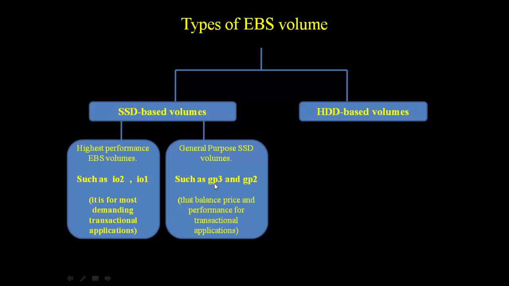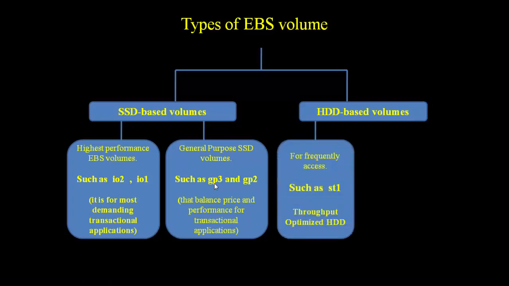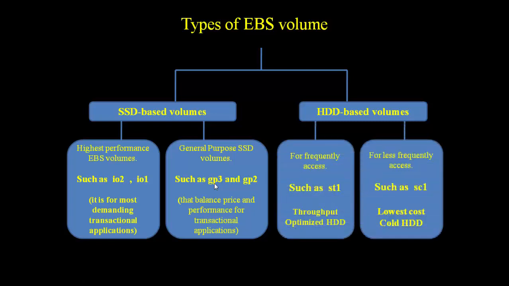Now HDD based volumes again have two parts. One is for frequently accessed data and the second one is for less frequently accessed data. For frequently accessed data, for example ST1, and for less frequently accessed data you can go for SC1. So these are the different types of EBS volume. Based on your requirement, you can choose any.